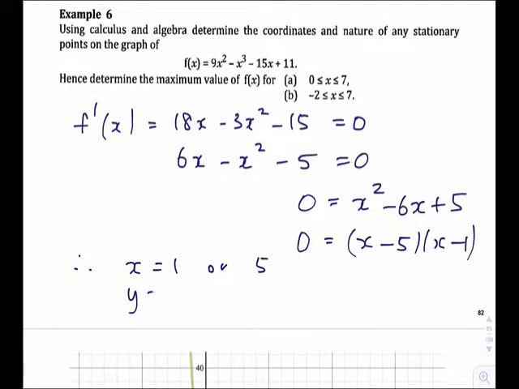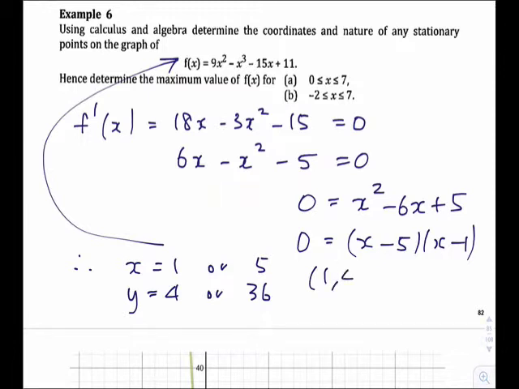We want the coordinates, so we also want the y value. So I have to substitute 1 back into the original equation. I want f of 1: 9 times 1 squared minus 1 cubed minus 15 times 1 plus 11, and that gives you 4. Then you substitute 5 back into the original equation, and you can check that gives you 36. So the two stationary points here are (1, 4) and (5, 36).